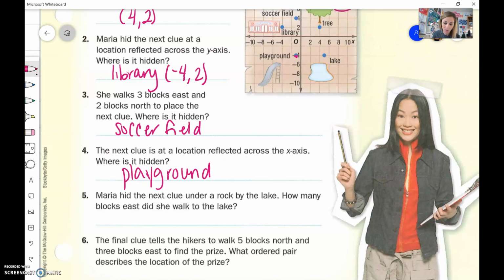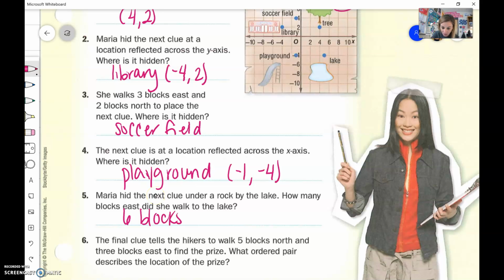Maria had the next clue under the rock by the lake. How many blocks east did she walk to the lake? Now, remember, right here at the playground, we are at (-1, -4). So right here, this is -1. So she would have to go to 0. That's 1. Then 2, then 3, 4, 5, 6. It would take her 6 blocks.